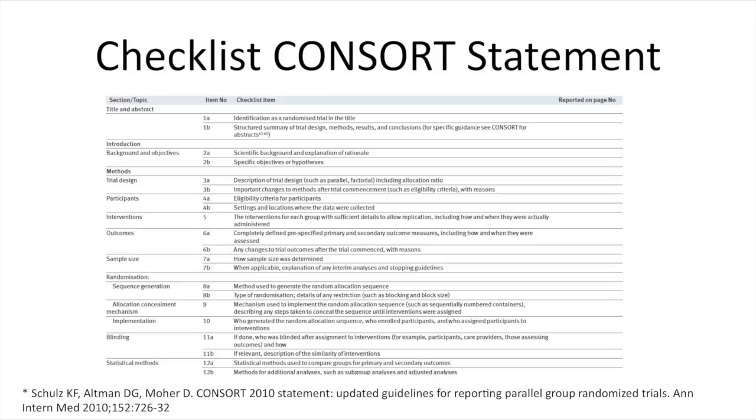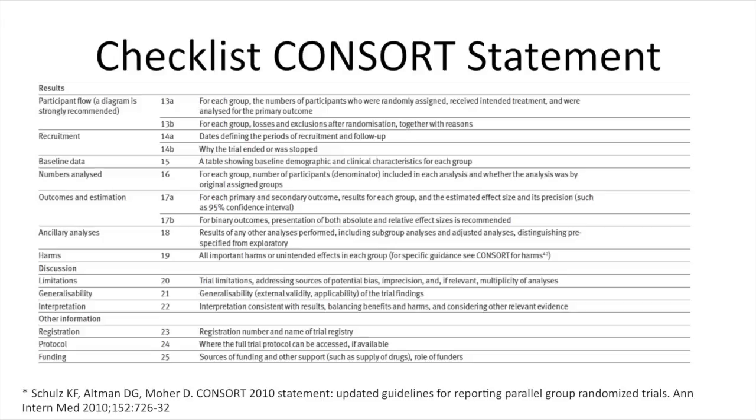Sorry, it's rather small. For example, you should tell about the trial design, if it's parallel, factorial design. You should tell about the eligibility criteria for participants. You should mention the intervention, the outcomes, how the sample size was assessed, how randomization was done, and methods used to generate the random allocation sequence. You should also report, for example, blinding, if and how patients were blinded, your statistical methods. So you have a whole checklist, and you should check this before you start with the study to make sure that you really can answer all these points afterwards.